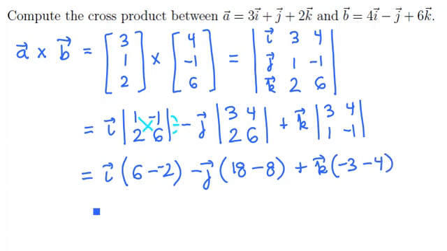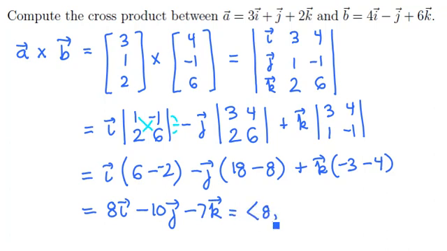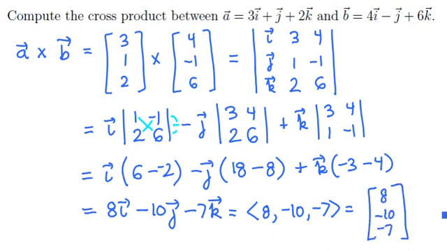If we were to clean these up, 6 minus minus 2 is 8 times the vector i. 18 minus 8 is 10, so we have a negative 10j. And minus 3 minus 4 is negative 7. And so there is our cross product, 8i minus 10j minus 7k. In component form, that's 8, minus 10, minus 7, or in column form, 8, minus 10, minus 7. And any one of these is an acceptable answer.